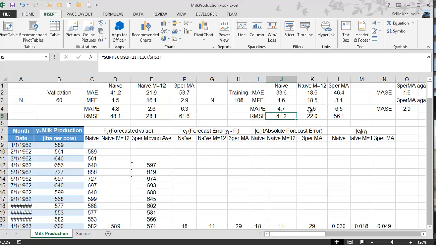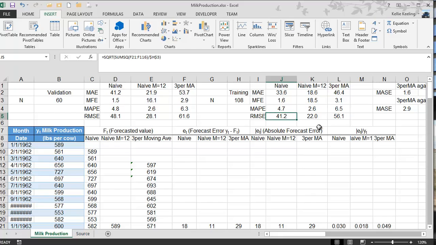Notice if we start to look at these, we can see our naive is doing pretty well. So we have a pretty small forecast error on our MAPE, which again is one of our most popular ones that we look at. And in particular, the seasonal one does better than just the regular naive of 1 period ahead. But both of them actually are doing better than our fancy, quote, more sophisticated 3-period moving average.